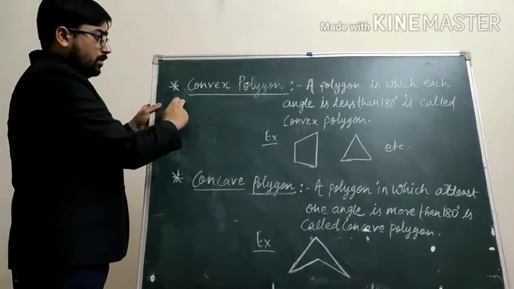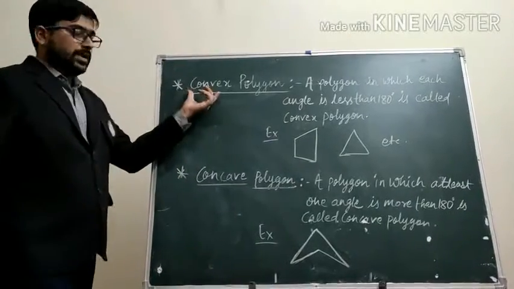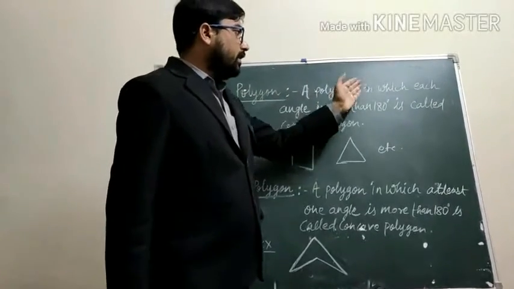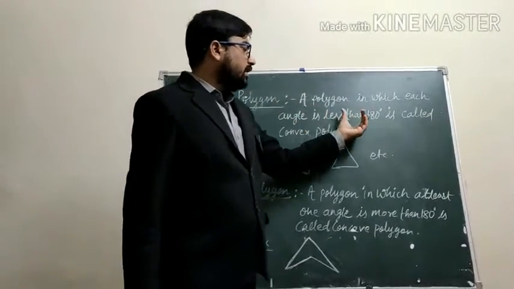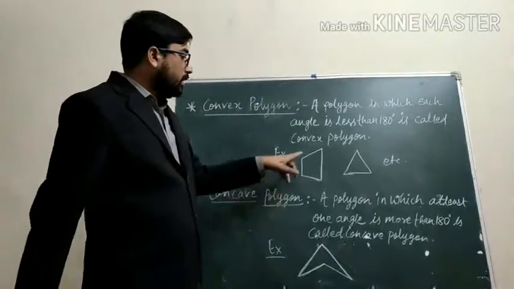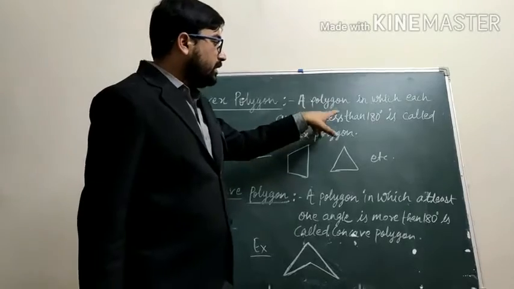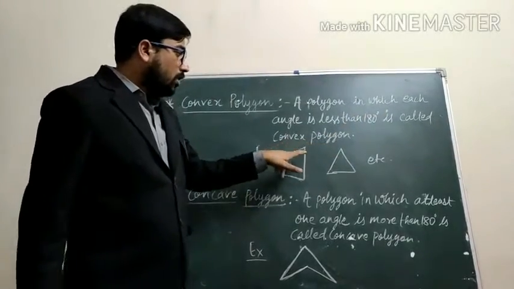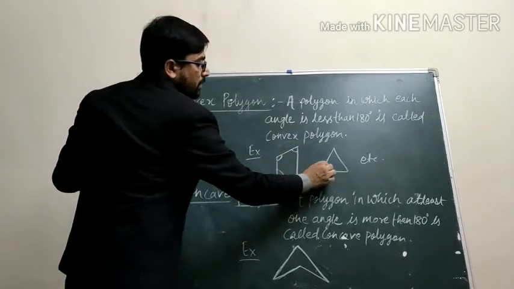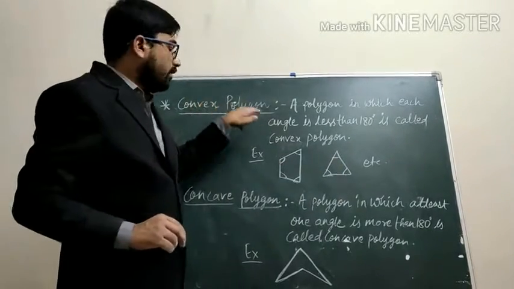Now important topic, convex polygon and concave polygon. What is the difference between convex polygon and concave polygon? Convex polygon, a polygon in which each angle is less than 180 degree. We are talking about interior angle of polygon. Interior angle means अंदर के angle. A polygon in which each angle is less than 180 degree is called convex polygon. These are the interior angle of a figure. These are less than 180 degree. This shape is called convex polygon.